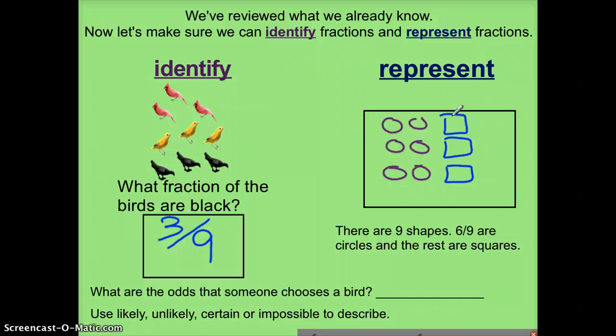Last thing to look at, if someone walks into a pet store and this is their selection, the question is, what are the odds that someone chooses a bird? Well, it looks like they don't have any other animals, so the odds are 9 out of 9, and it's certain that they'll choose a bird.